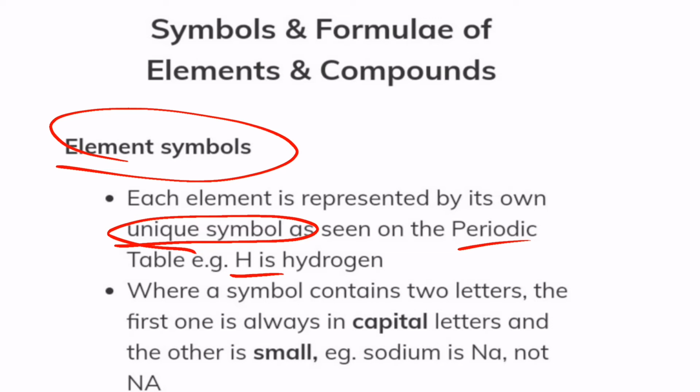Where a symbol contains two letters, the first one is always a capital letter and the second one is always a small letter. So please note that. For example, if we're talking about sodium, it's going to be Na. So N is the capital letter, and a is a small letter. We do not write it with both capital letters.